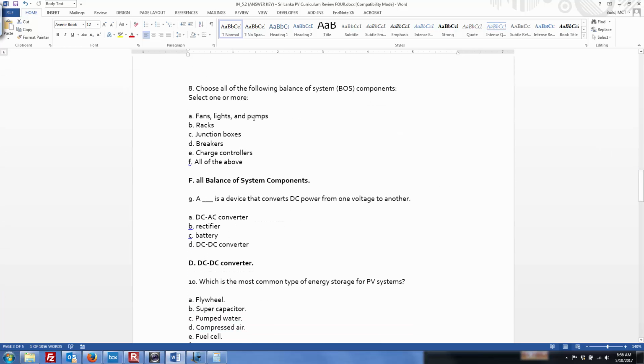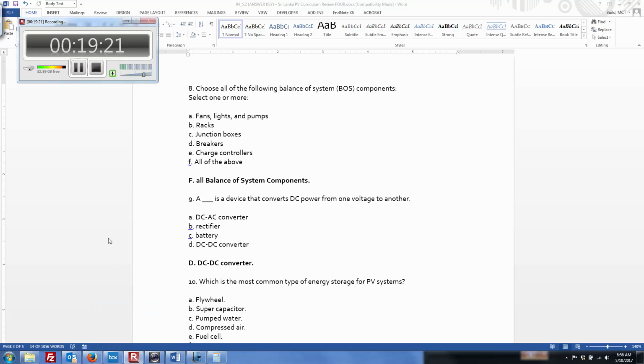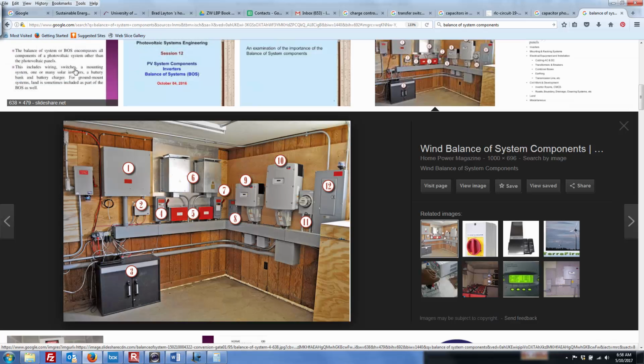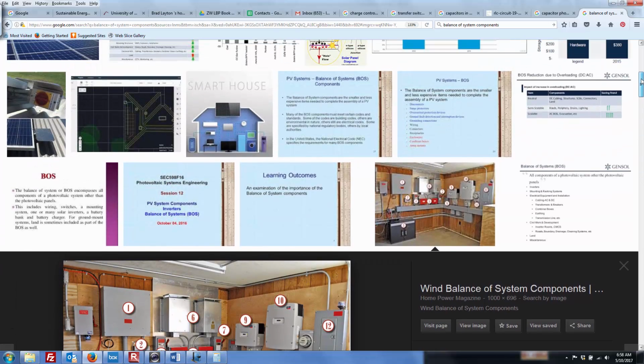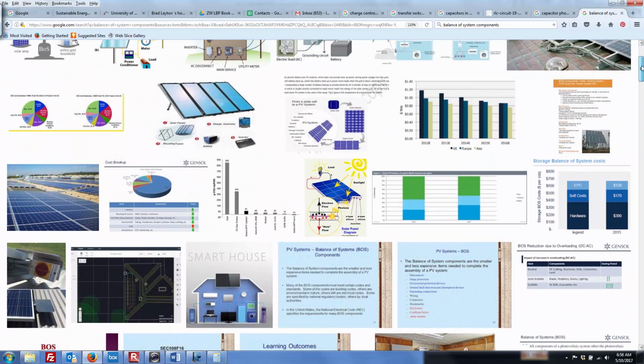Okay, so here's the next one. Choose all of the following balance of system components. And the balance of system components is just going back to where we were previously. So I couldn't really find a very good image for that, but this is just showing that there are a lot of different components that go into the balance of the system. And that's an example for wind.